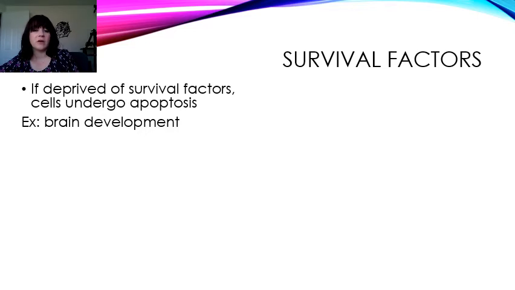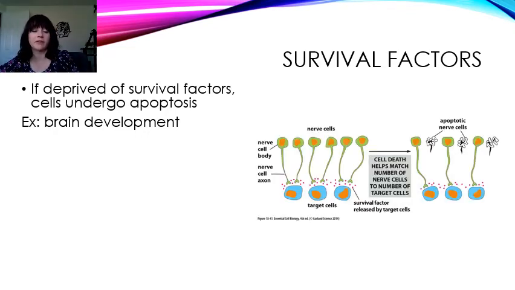And so I want to look at an example of this in brain development. If you remember, I said that we are born with more neurons than we need, and that our brain needs to be kind of sculpted and pared down. And the way this works is by the use or absence of survival factors. So if a cell does not receive survival factors, it could undergo apoptosis. And that's exactly what happens here.